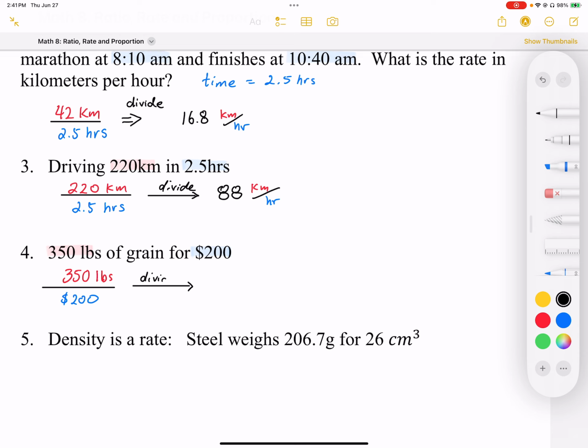Converting it into unit rate, we divide. So taking our calculator, 350 divided by 200, and we get 1.75. Now it's important that we don't mix up our rates. This is not dollars per pound, pounds are on top, so we're going to say our rate is 1.75 pounds per $1. Okay, so 1.75 pounds per dollar, not dollars per pound.